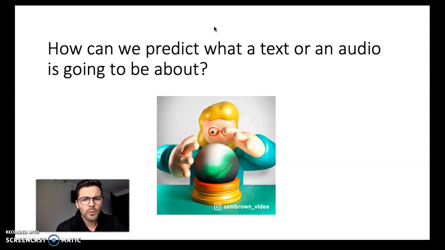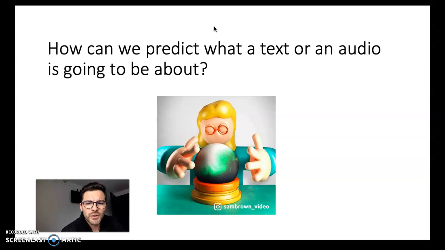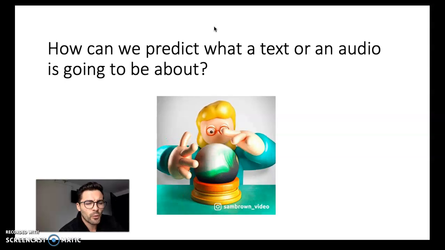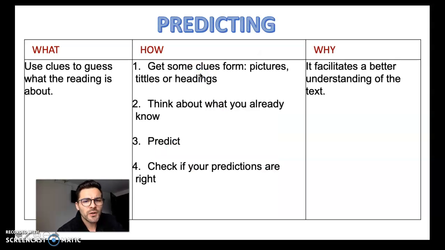But before that, how can we predict what a text or an audio is going to be about? How can we do it? Do we have to be wizards or magicians? Well, no. We're going to follow this conversation model so that we can understand better what a reading text or what any activity is about. So we pay attention to the pictures, the titles, the headings, the instructions, and we think about information that we already know, and we make predictions, and then we check if our predictions were right or not.